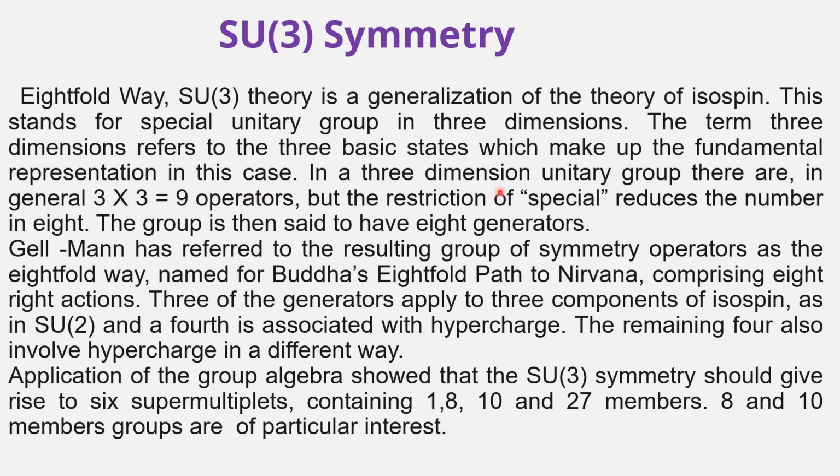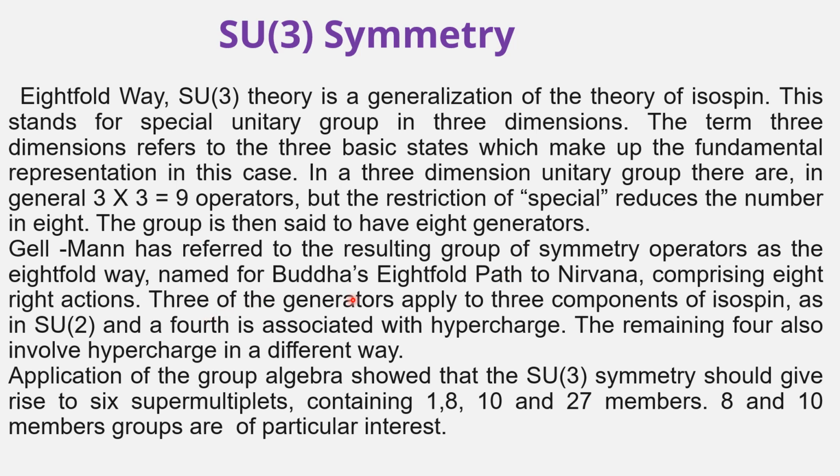In a three-dimensional unitary group, there are in general 3 by 3 equals 9 operators, but the restriction of special reduces the number to 8. The group is then said to have 8 generators instead of 9 operators. Gell-Mann has referred to the resulting group of symmetry operators as the Eightfold Way, named for Buddha's Eightfold Path to Nirvana, comprising 8 right actions.